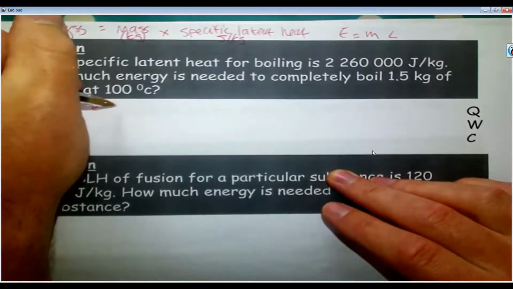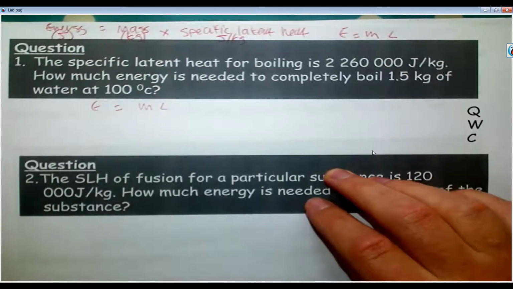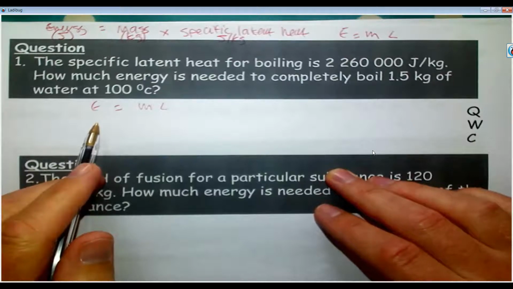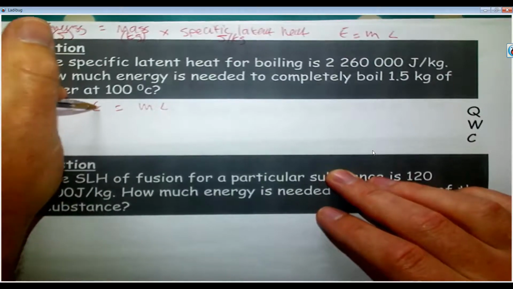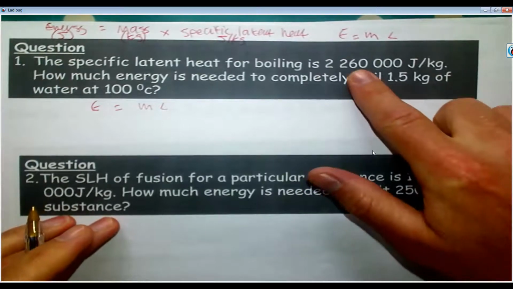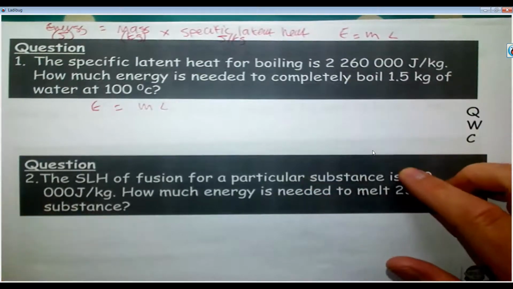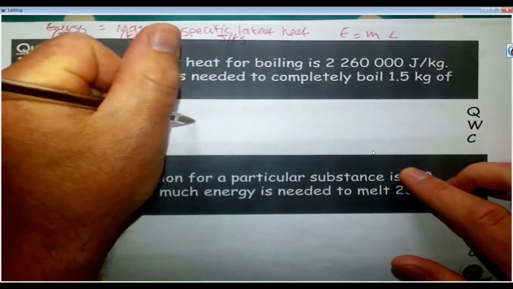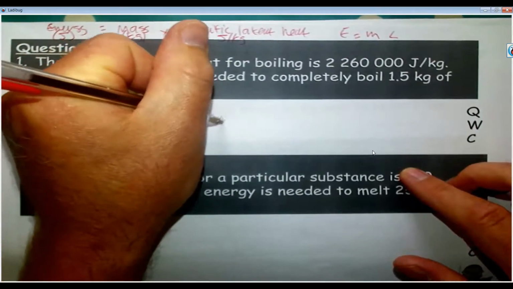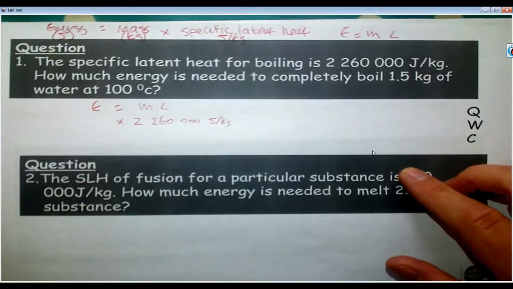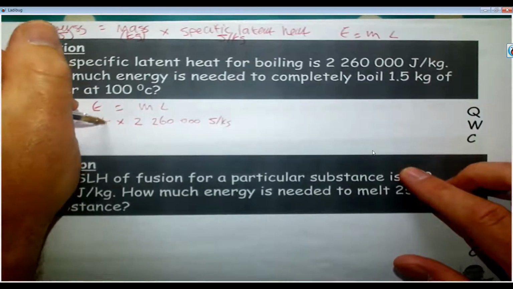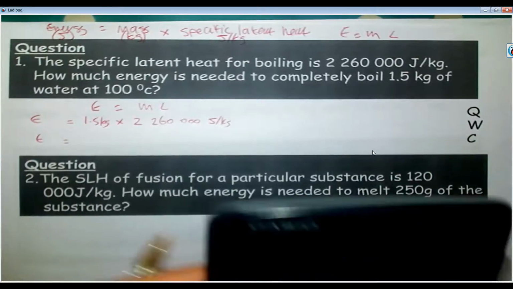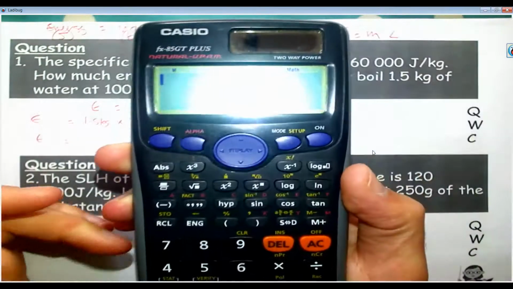So E equals mL. There's the equation. We want to know what E is in this case, and we know the mass, and we know the specific latent heat. So this is a very simple example. 2,260,000 joules per kilo, multiplied by the mass of 1.5 kilograms, equals E. And as always, use your calculator. No guessing here, guys. No guessing at all.